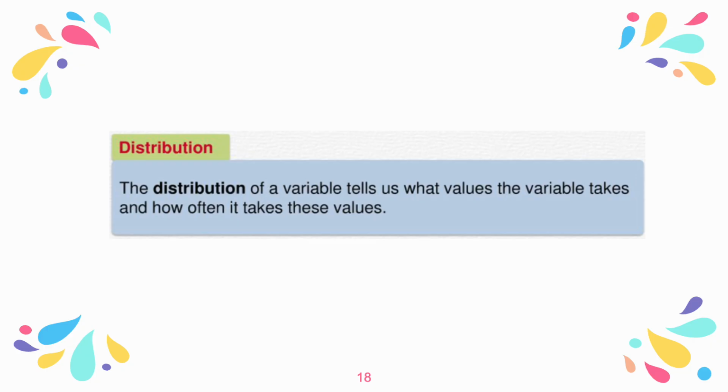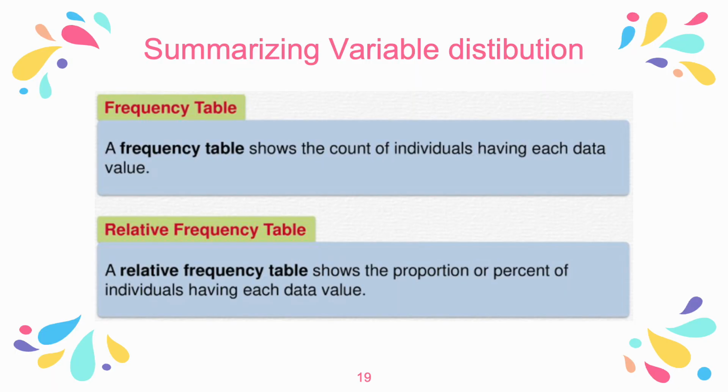Now, the distribution of a variable tells us what values the variable takes and how often it takes these values. When we summarize a variable's distribution, we use two types of tables. The first one is called a frequency table. A frequency table shows the count of individuals having each data value, while a relative frequency table shows the proportion or percent of the individuals having each data value.